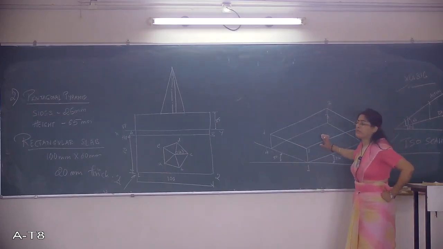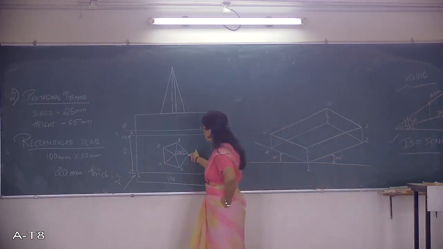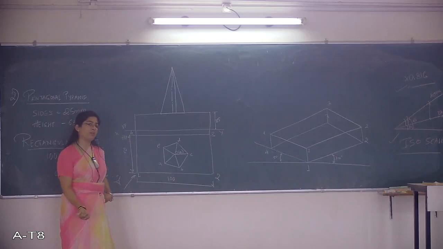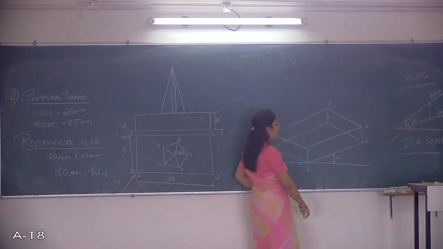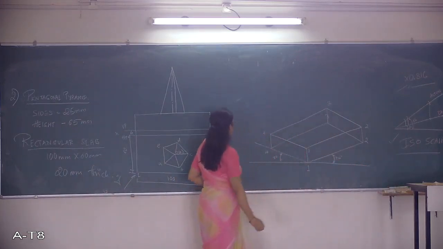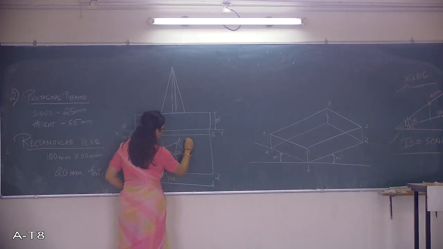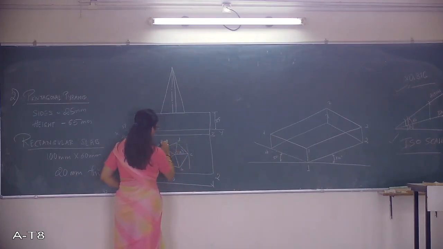Having completed this, the next step, you have to go for drawing this pentagonal pyramid. Now to proceed with the pentagonal pyramid, again you have to enclose the pentagon in a square, in a box, not necessarily a square. Enclose this into a box.